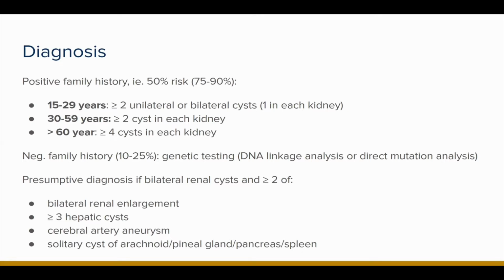And a presumptive diagnosis can also be made in patients who have a negative family history if they have bilateral renal cysts and the presence of 2 or more of bilateral renal enlargement, 3 or more hepatic cysts, cerebral artery aneurysms, or solitary cysts of the arachnoid, pineal gland, pancreas, and spleen.